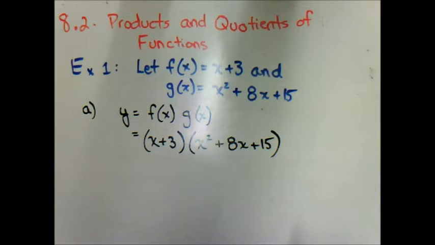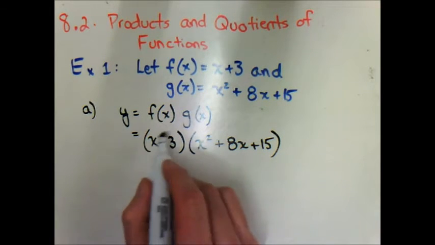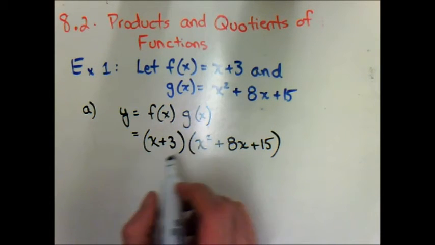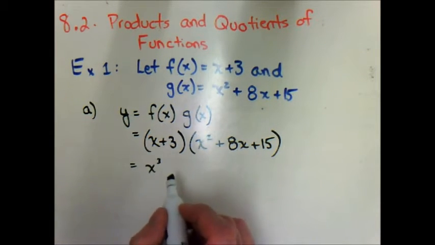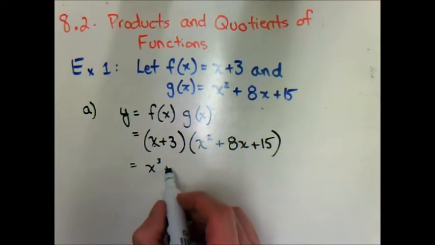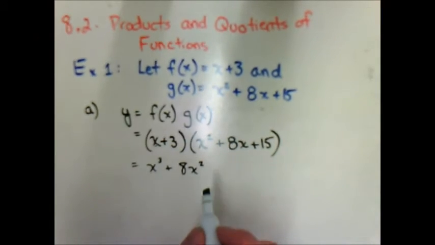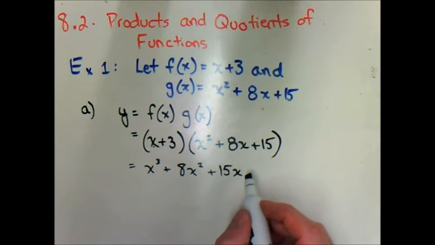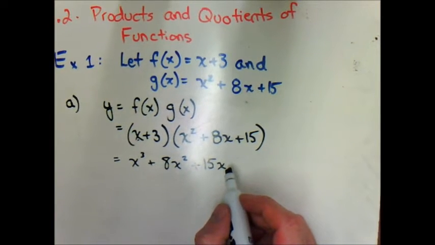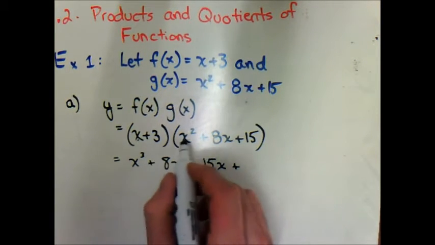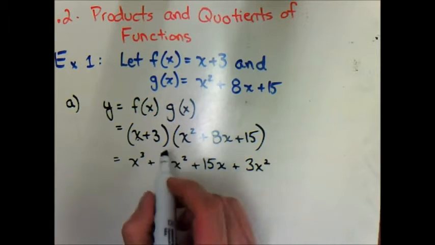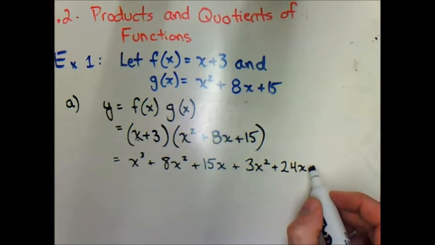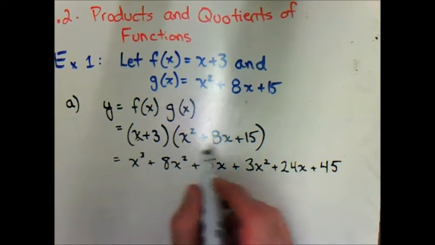And now I need to use my distributive property. I need to distribute the binomial with the trinomial, the quadratic here. So I have x times x squared equals x cubed. X times 8x is 8x squared. X times 15 is 15x. Now multiplying by the second term of the binomial, multiplying by 3, we have 3x squared plus 24x plus 45. 3 times 15 is 45.